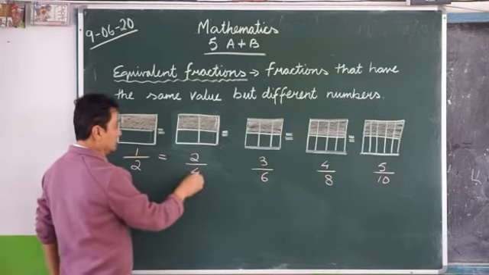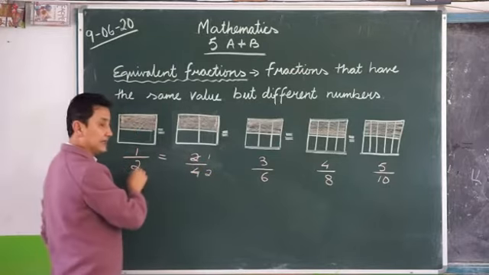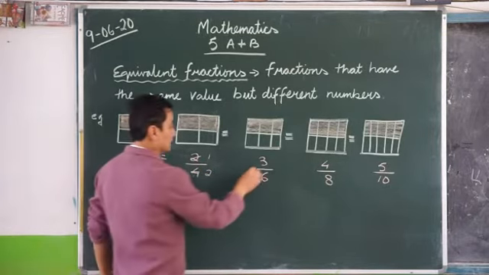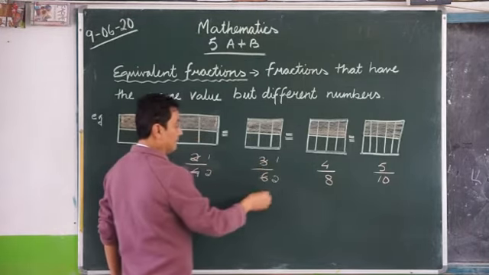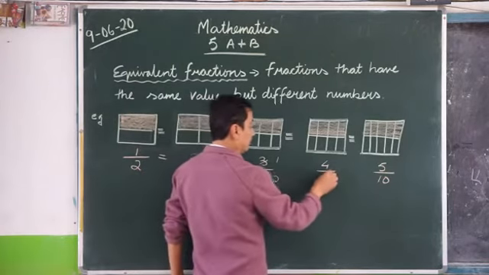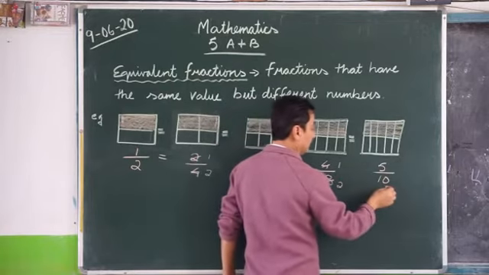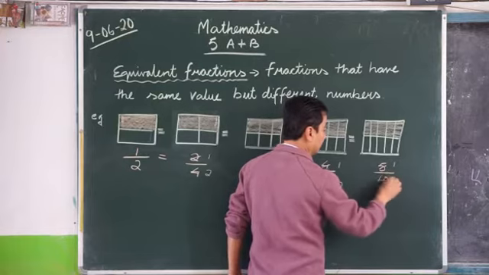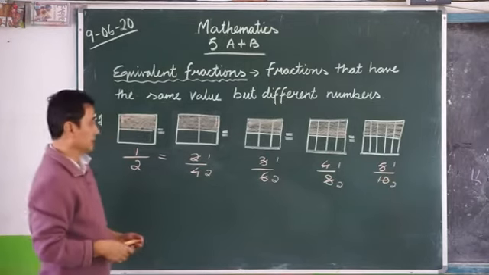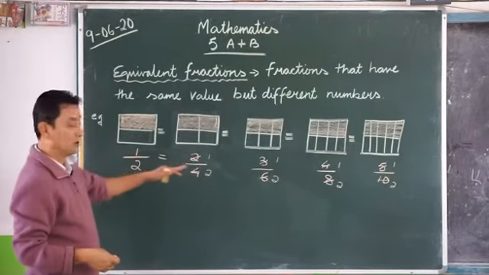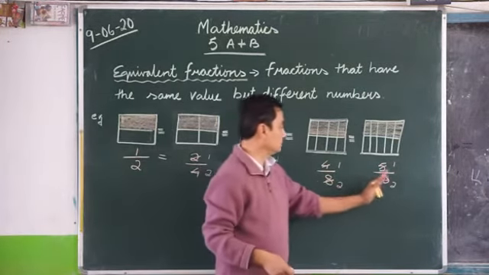Which number goes into 2 and 4? 2 ones are 2, 2 twos are 4. See, they are getting the same piece. Which number goes into 3 and 6? 3. 3 ones are 3, 3 twos are 6. They are getting half of it. Which number goes into 4 and 8? 4 ones are 4, 4 twos are 8. Which number goes into 5 and 10? 5. 5 ones are 5, 5 twos are 10. So all the pieces are same. So when we reduce it or cancel it, all the numbers should come to 1 upon 2. 1 upon 2, 1 upon 2, 1 upon 2, 1 upon 2.